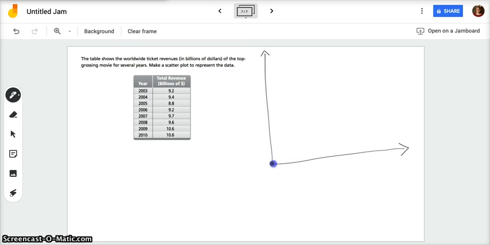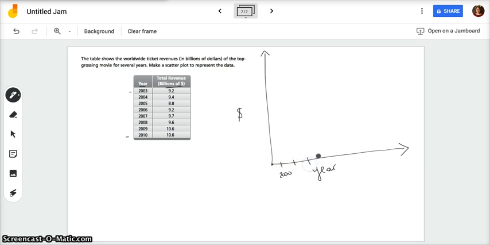Okay, so this is 0, 0. And we need the year and the money. Year is going to be our constant, so this is going to be the year, and this is going to be money. Now we need to look at our increments. We have 2003 to 2010, so maybe we'll make this 2000. And we'll go up by tens, no, not by tens, by ones.